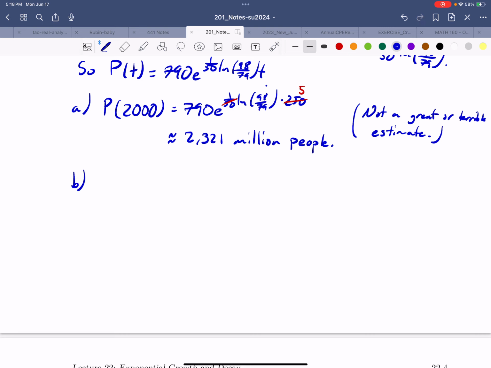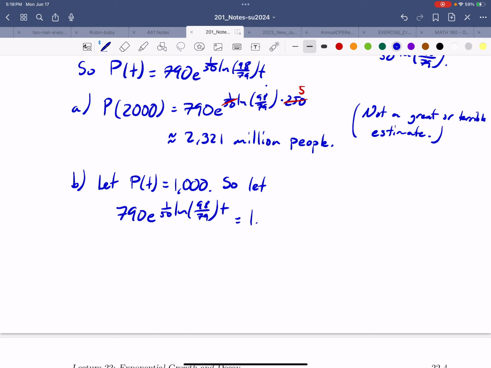This is a little bit more involved, because what we want to do is let P of t equal 1 billion, or in this case, 1,000. So we're going to let P of t equal 1,000, which is to say we want to let 790 e to the 1/50 ln of 98/79 t equal 1,000. See how once we have the population model all complete, we can answer any problem about the population?